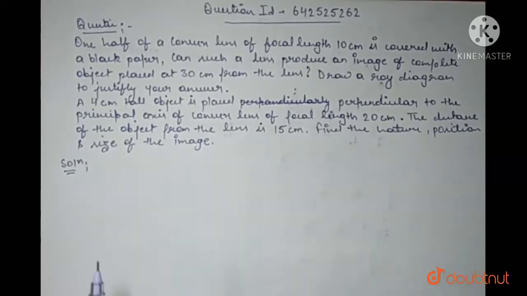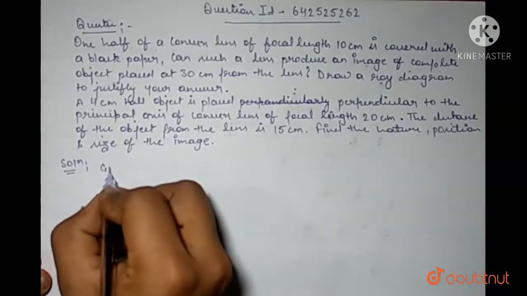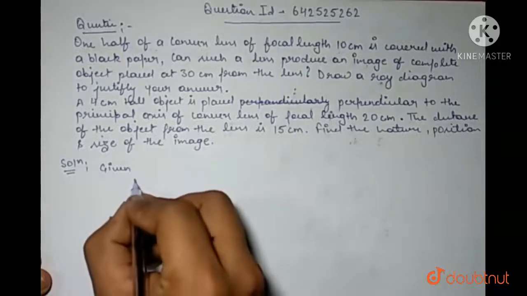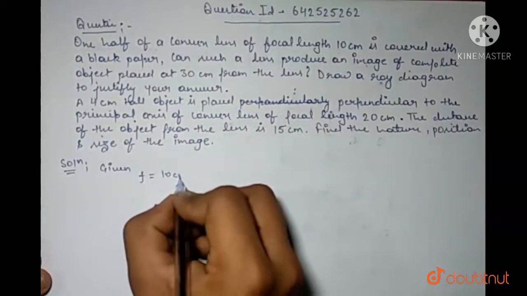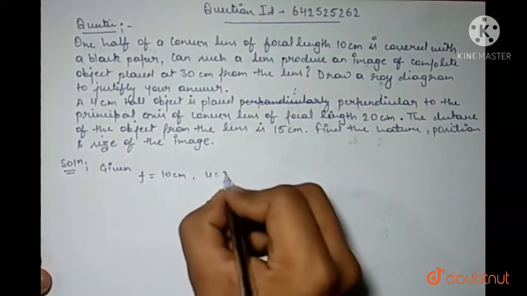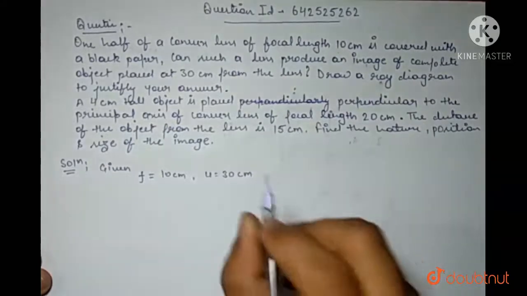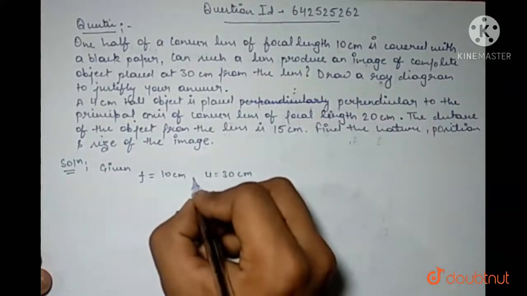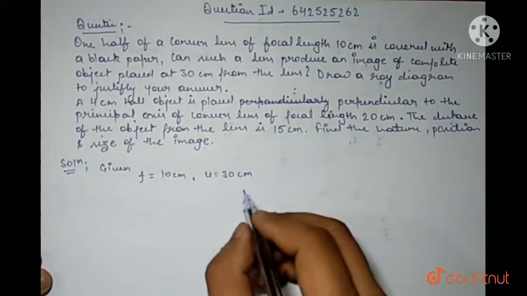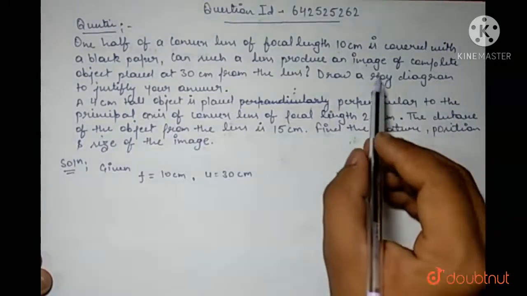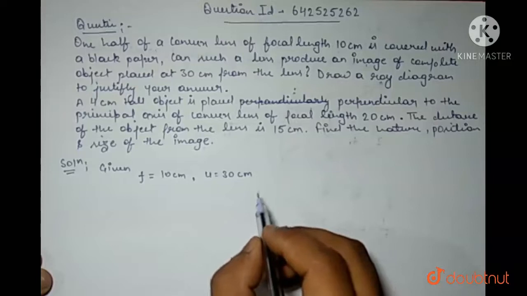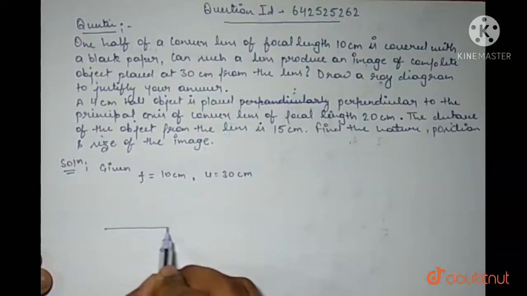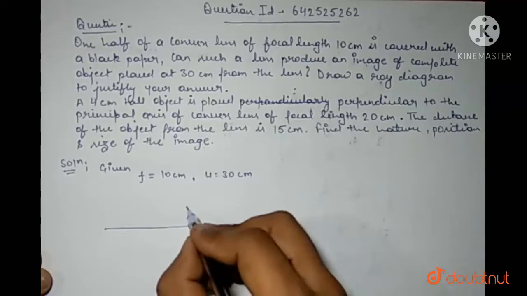So let me solve the first portion of the question. So the given is, we have given that the focal length of the lens is 10 cm. The position of the object is 30 cm, and we have to calculate whether the image is formed or not. So the condition is the half lens is covered. So let me draw the ray diagram first.